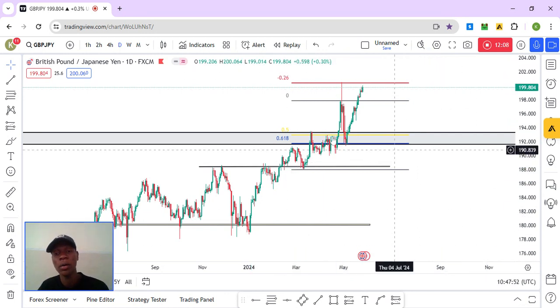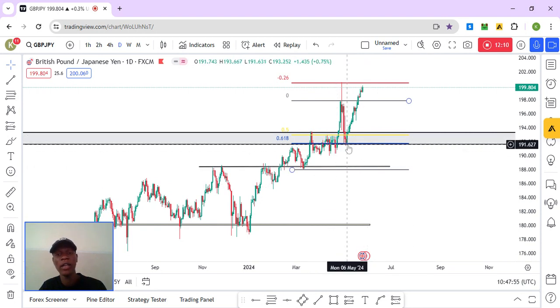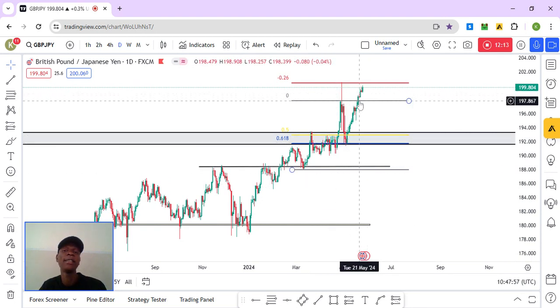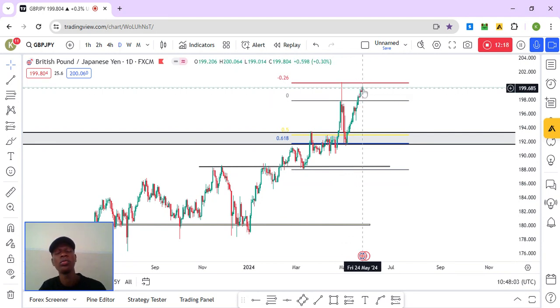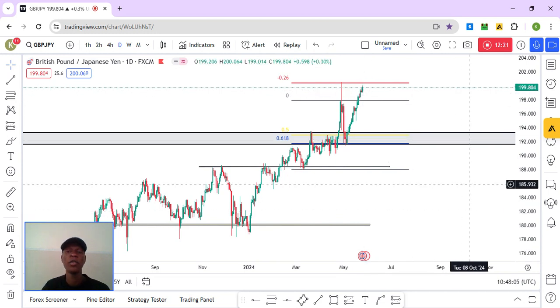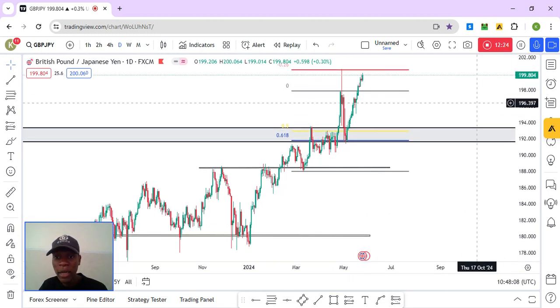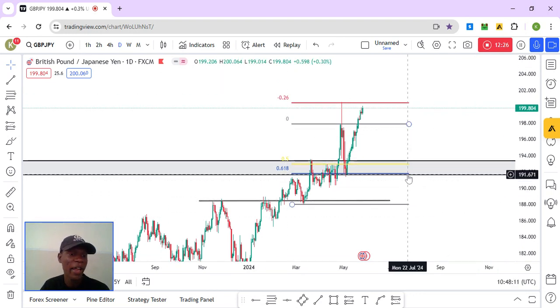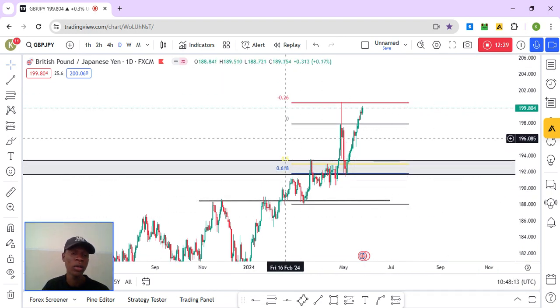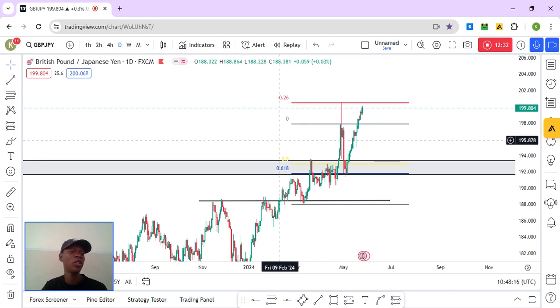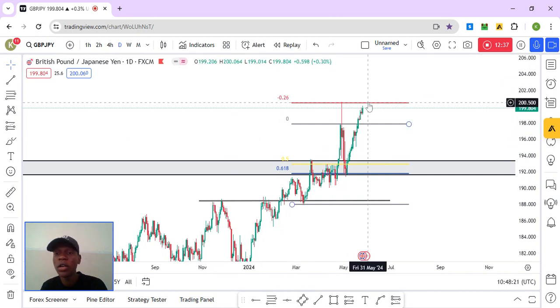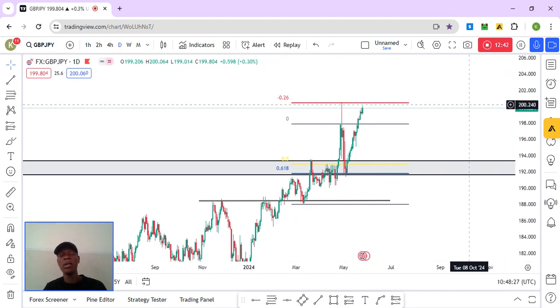There was a demand level here, so the market spiked up. It has already reached the 100% retracement and it is going to the extension level. So if you are a lower time frame trader, I think you can go on maybe the 15-minute time frame for a demand level or any of your lower time frame strategy. You can use it to enter the market and ride up to 200.500.